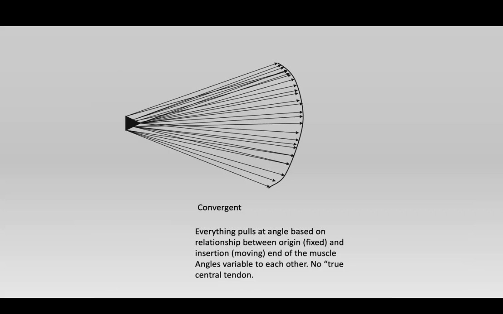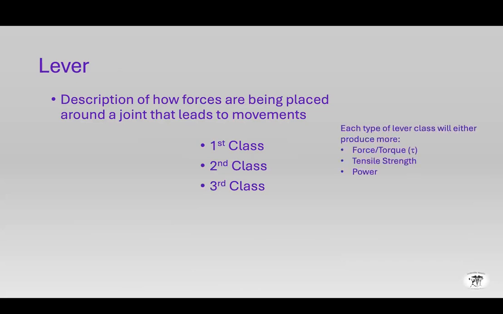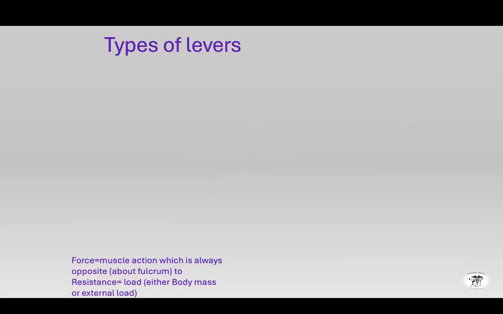The lines of pull is going to combine with the lever system that we're going to attempt to generate motion with. So the levers are simply just the description of how forces are being placed around the joint that's going to lead to the movements that we're looking at. We classify them on three distinct classes: first class, second class, and third class. Each one's going to have a distinct advantage and disadvantage based off of force or torque that's being available, the tensile strength that we can develop, and the overall power that can be generated.